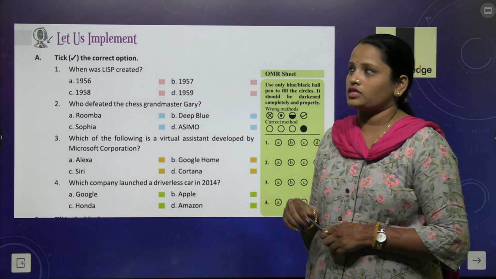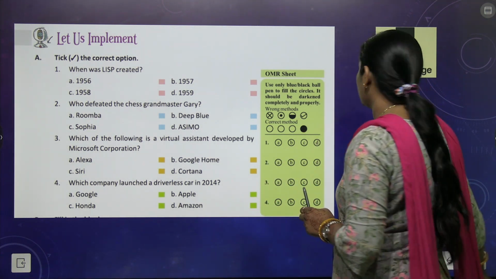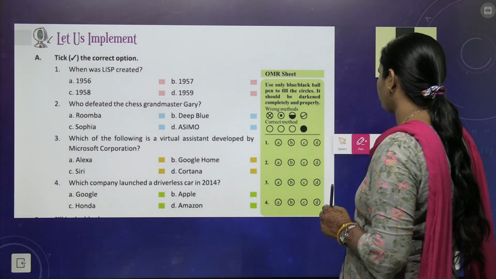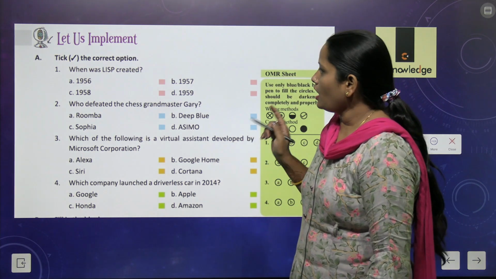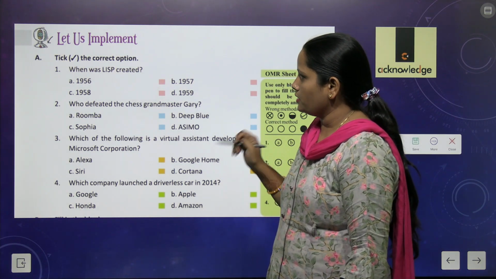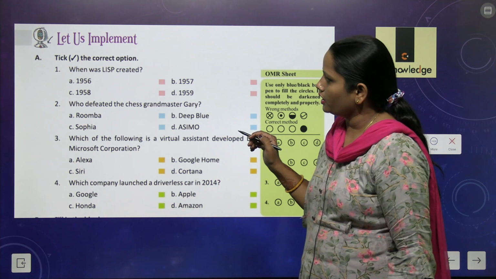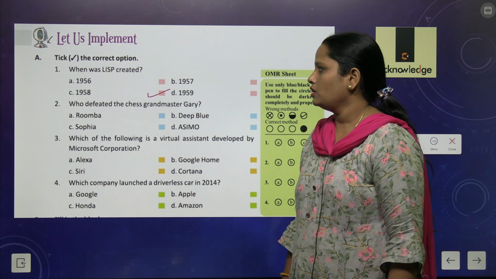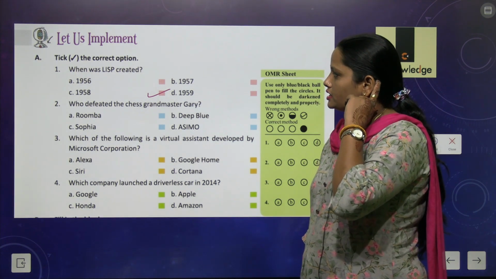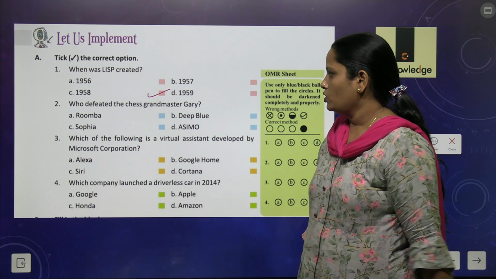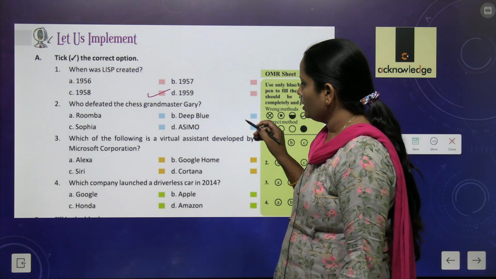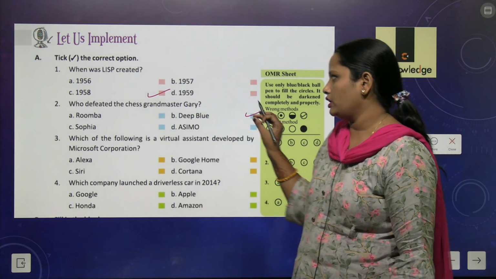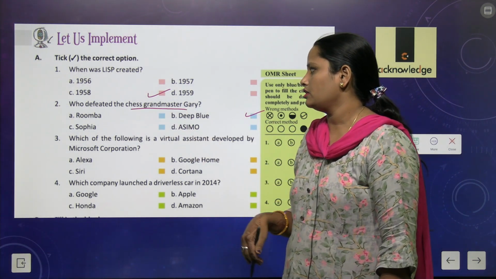Now we are going to do some book exercises. So let's begin with the first exercise, that is, take the correct option. The first question is, when was LISP created? It was created in 1958. Okay. Who defeated the chess grandmaster Gary? Deep Blue. Deep Blue was a robot, and it defeated the chess grandmaster Gary.